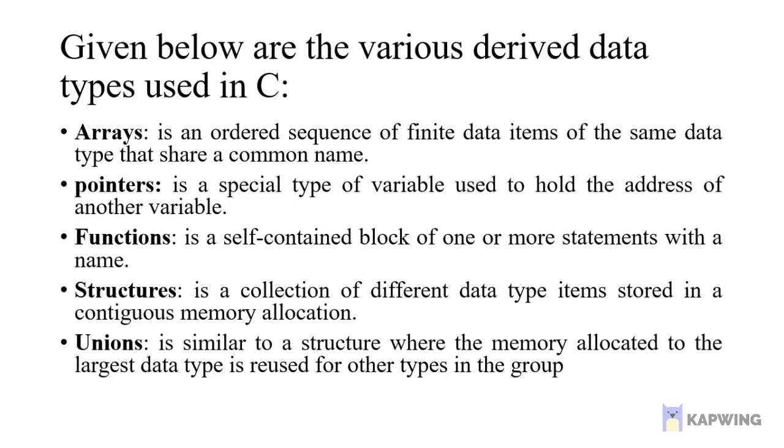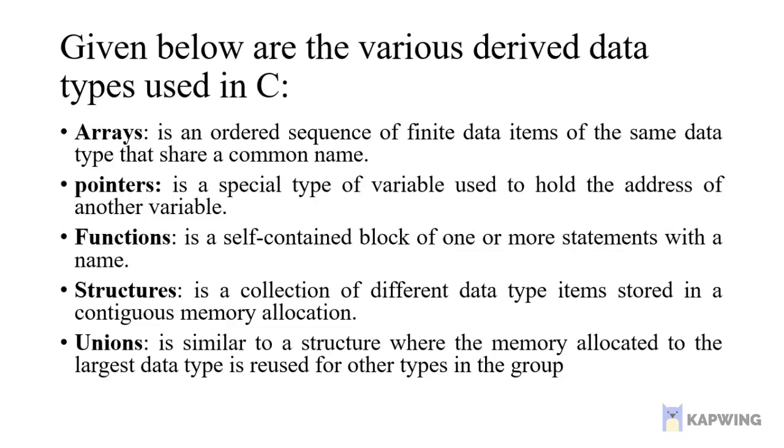Let's take the derived data type array. An array contains a sequence of a finite number of data items of one data type that share a common name. For example, if we take an array of the integer values 1, 2, 3, its index is a sequence. It will store the first data at the 0th index, second data at index 1, third data at index 2, fourth data at index 3. This is the sequence of it.